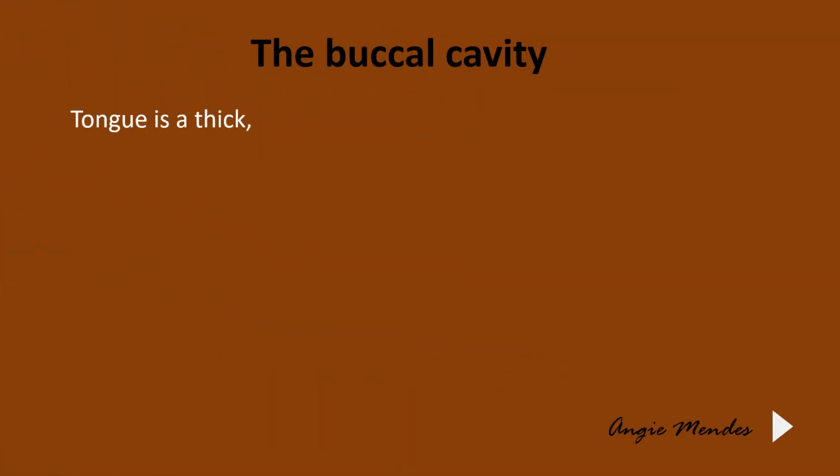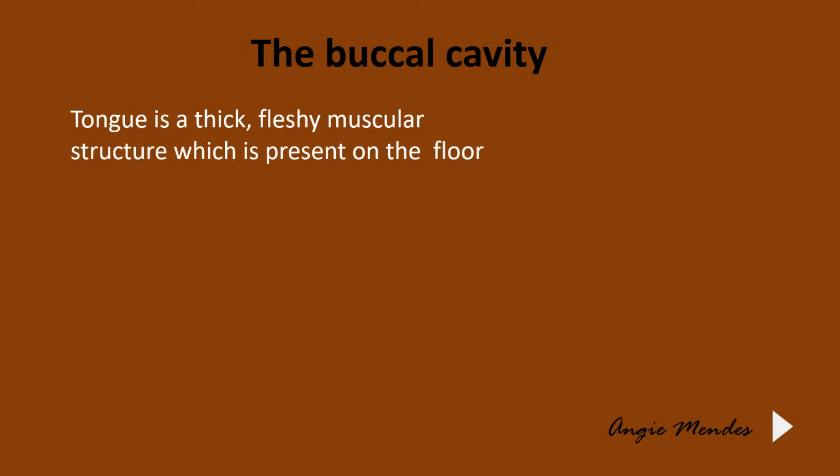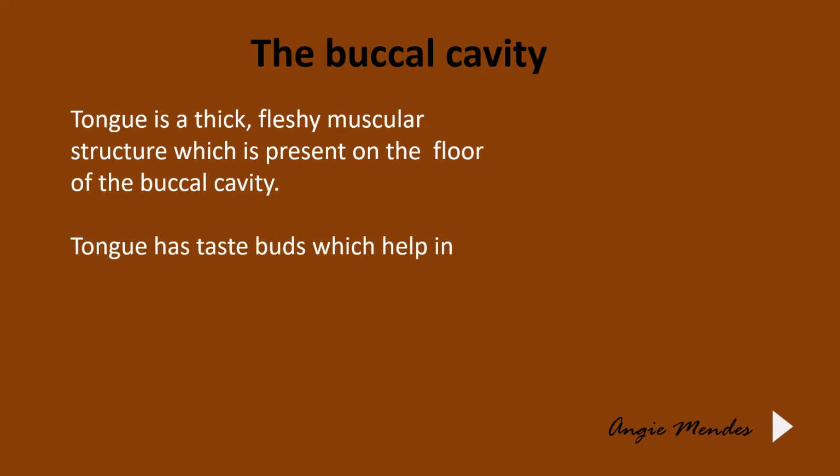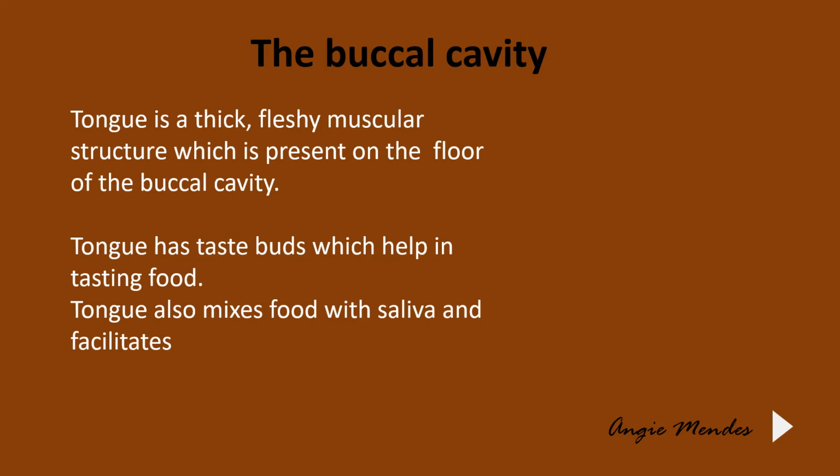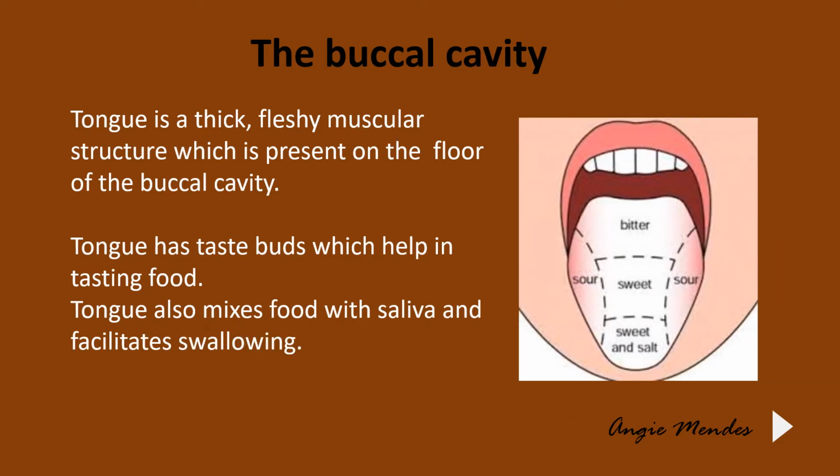Tongue is a thick, fleshy, muscular structure which is present on the floor of the buccal cavity. Tongue has taste buds which help in tasting food. Tongue also mixes food with saliva and facilitates swallowing. So, we can say a particular kind of food is sweet, sour, salty, or bitter.